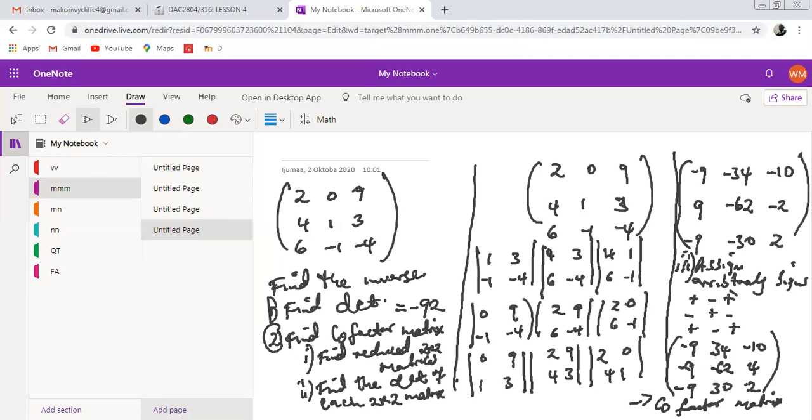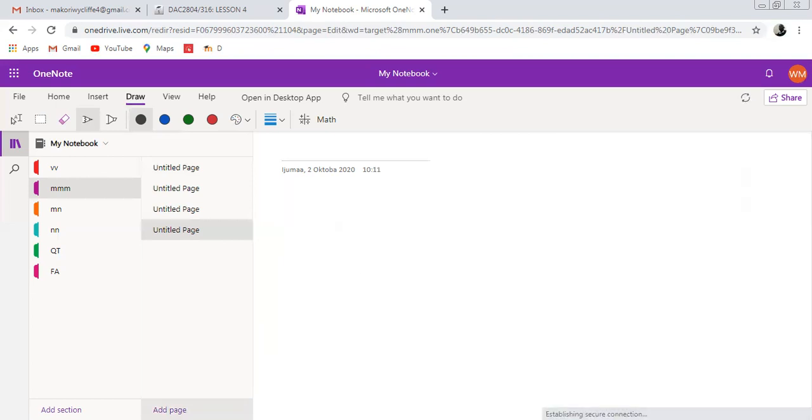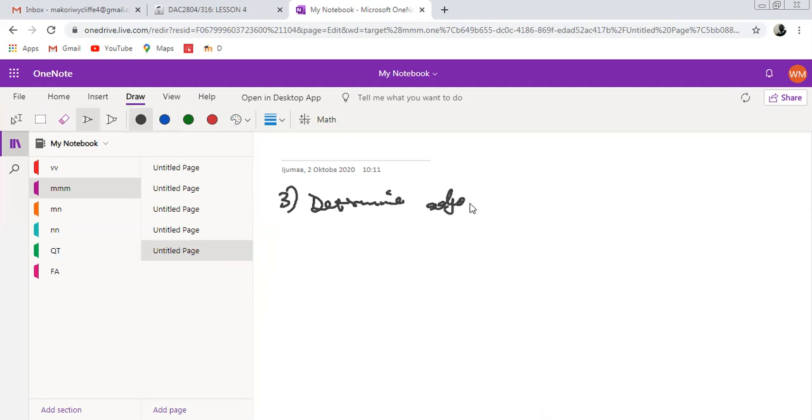Step number 3, you are supposed to determine what you call the adjoint matrix. The adjoint matrix is obtained by transposing the cofactor matrix. How do we transpose? Transposing simply means you change the rows to be the columns.